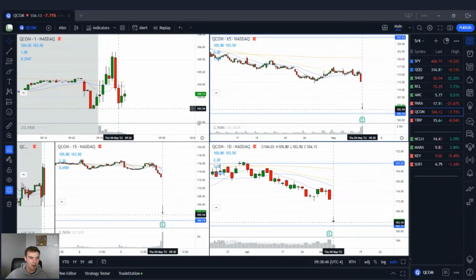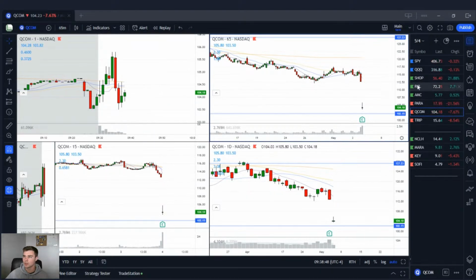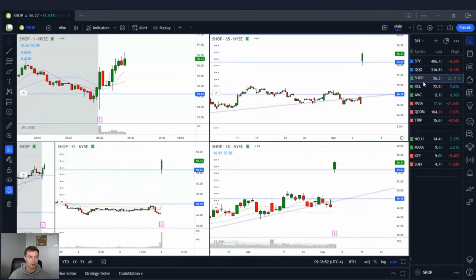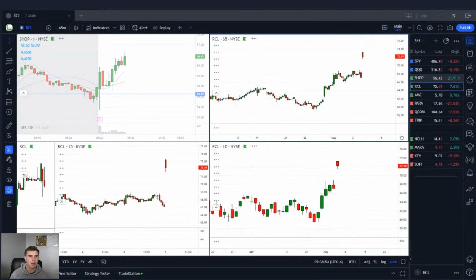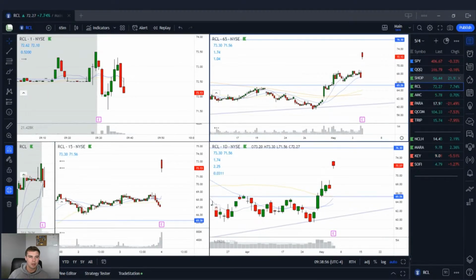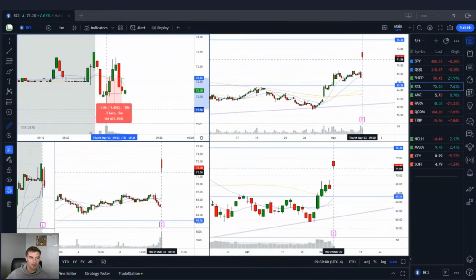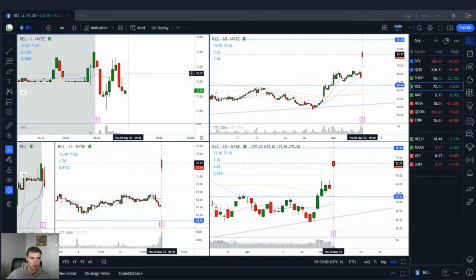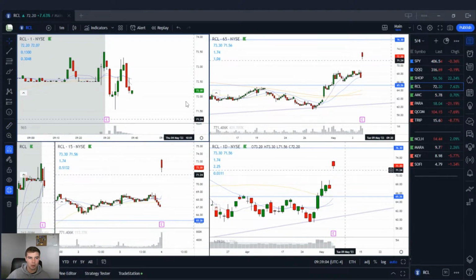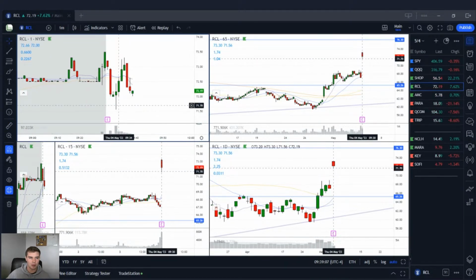QCOM, top idea right now. QCOM. I want you to keep an eye on RCL as well. Shopify moving up. Yeah, RCL. Potentially watch this on a buy setup. Like $1.06. So watch the RCL here. We need to see some sort of strength.